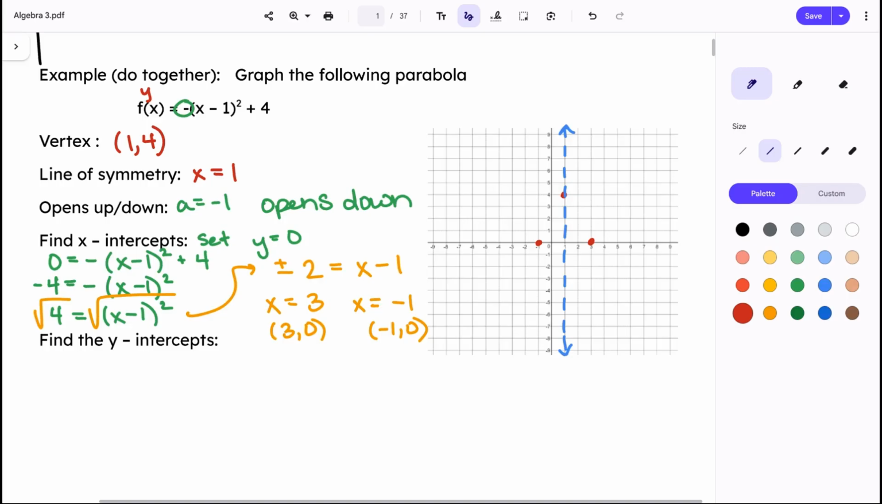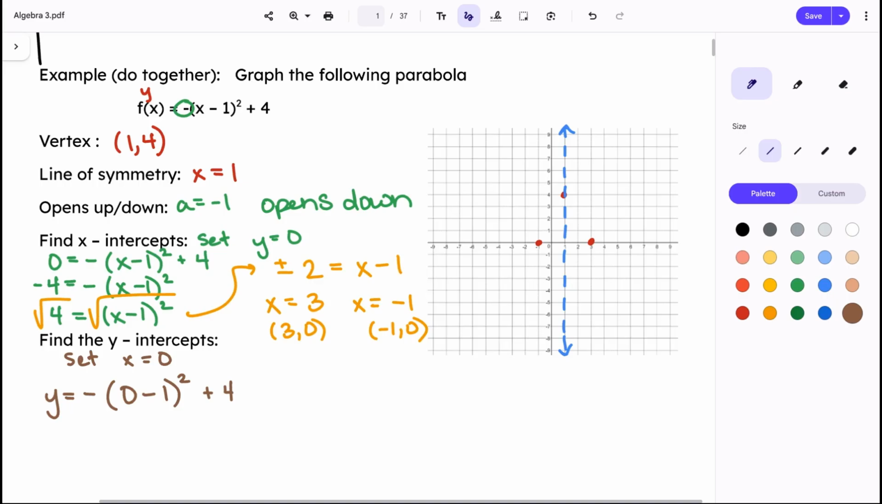All right, and then the last thing we need to do is find our y-intercept. So y-intercept would be when you set your x equal to 0. So back up in that original equation, we're just going to put a 0 in for x, and we're going to solve for y. So instead of saying f of x equals, I'm going to say y equals, and it would be negative. Instead of x, I'm going to put 0 minus 1 squared plus 4.